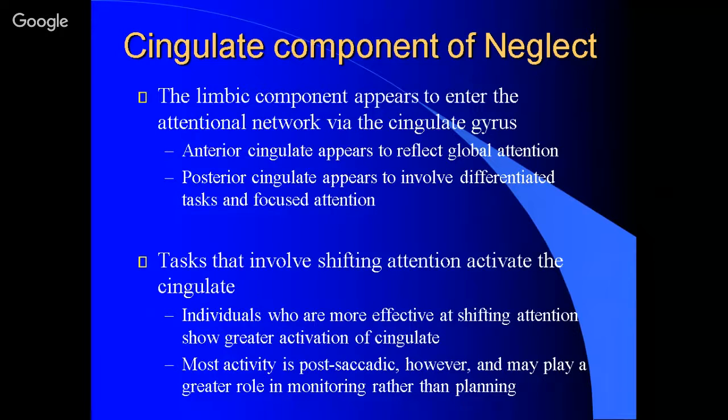Anterior is thought to play a major role in global attention, but both parts of the cingulate have to do with error detection. All right, and so here the anterior global attention and exploratory behavior. Posterior is going to be as you focus your attention on various sensory tasks. Also, anytime you start shifting your attention, you're going to have greater activation of cingulate. So cingulate is going to be heavily involved in task shifting.